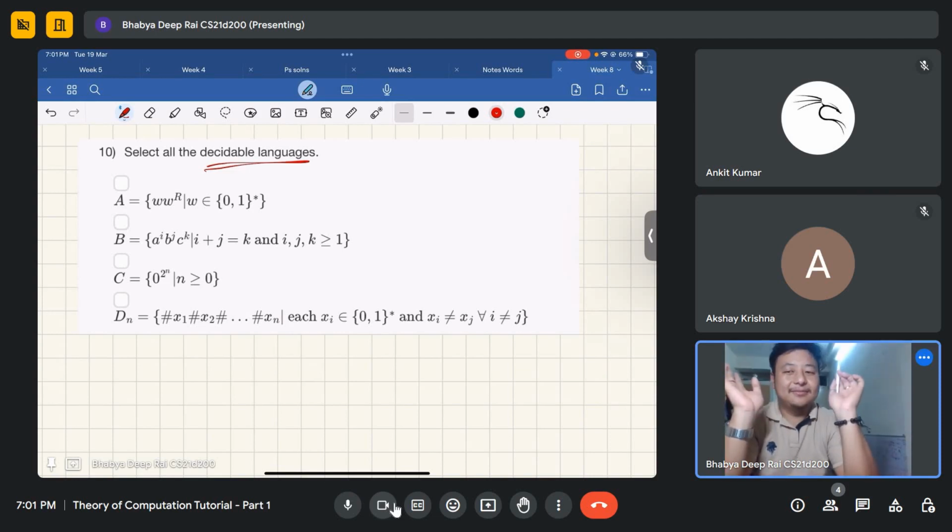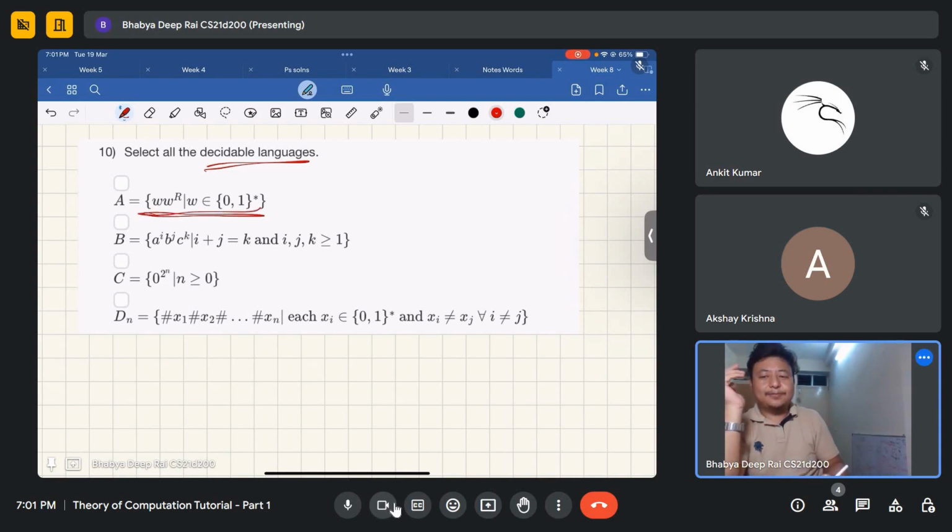just a general algorithm. For example, you want to check whether this is decidable or not. Ask the question: is there an algorithm which can solve this problem? My input to this algorithm is a word, a string, and is the string of this form. That is all.